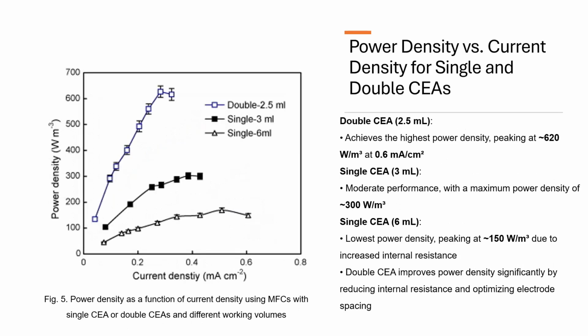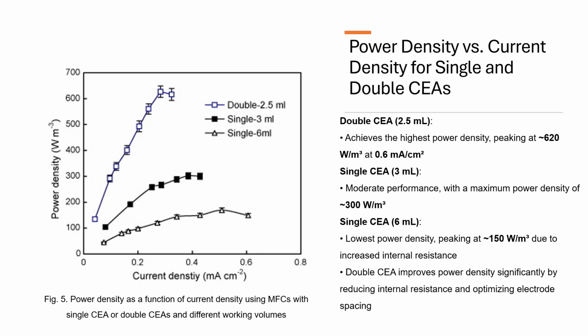Figure 5, this graph demonstrates how power density varies with current density in microbial fuel cells using single or double cloth electrode assemblies with different working volumes. Single cloth electrode assembly involves one J-cloth layer placed between the anode and cathode. Double cloth electrode assembly uses 2 J-cloth layers to further reduce electrode spacing.